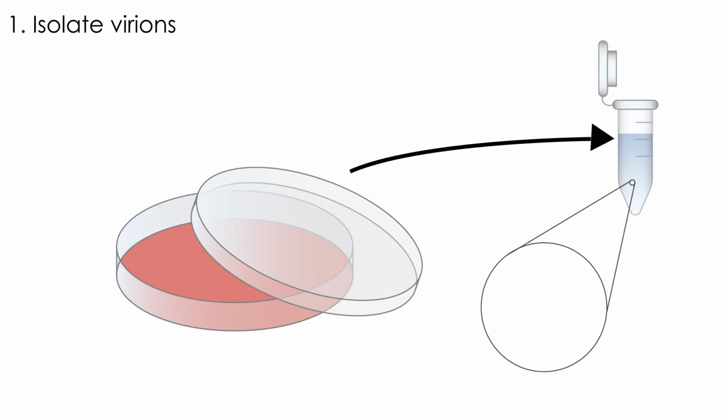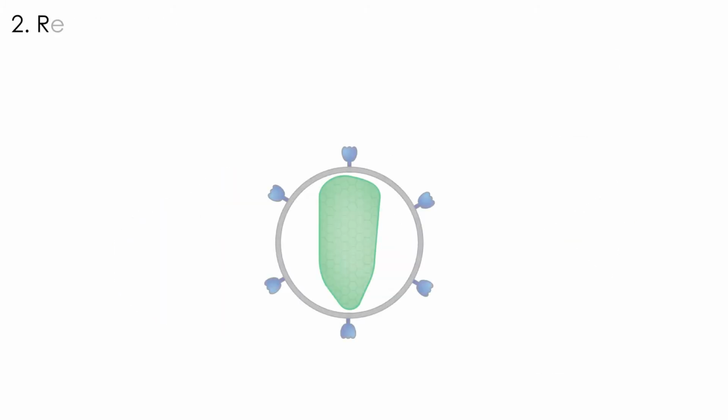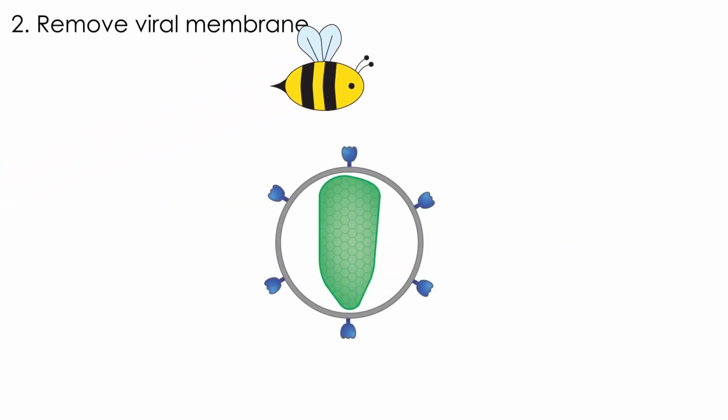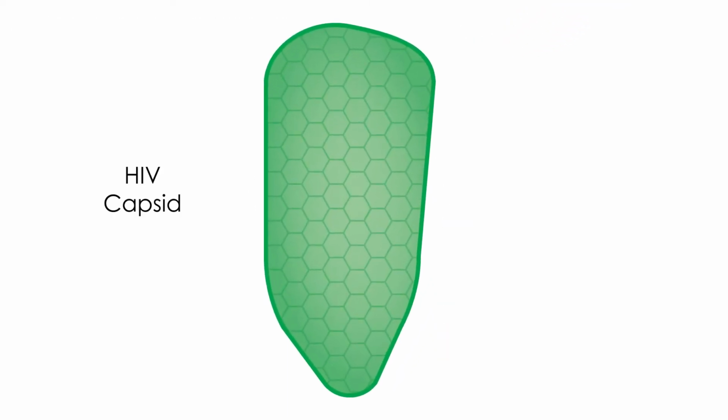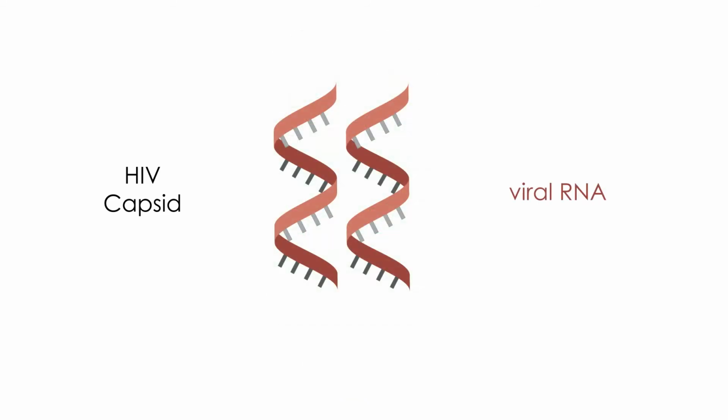Here's how it works. First, we isolate HIV virions. Next, we remove the outer membrane of the virus with a molecule from bee venom. This process liberates the cone-shaped viral capsid, which protects the viral genomic RNA inside.